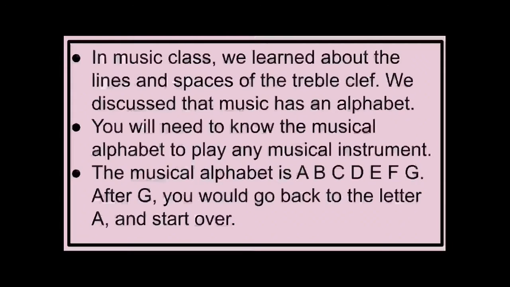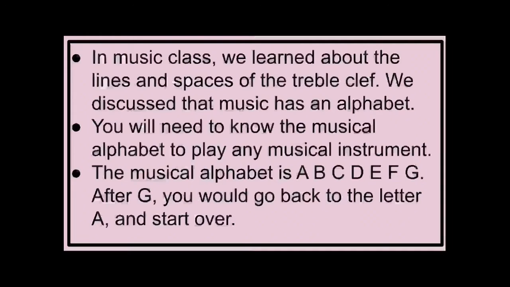Let's do a quick review. In music class, we learned about the lines and spaces of the treble clef. We discussed that music has an alphabet, just like other languages. But it's important to remember that we need to know that musical alphabet if we want to play a musical instrument. So let's review. The music alphabet are the letters A, B, C, D, E, F, G.